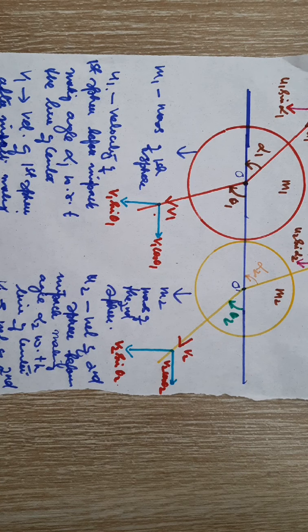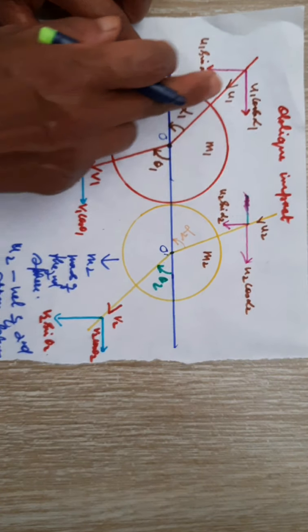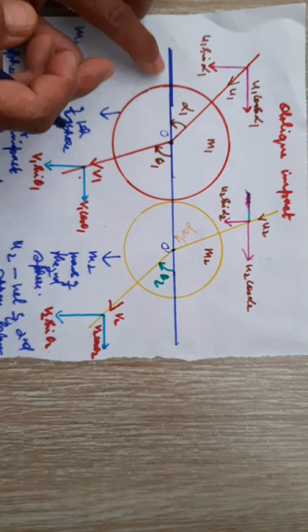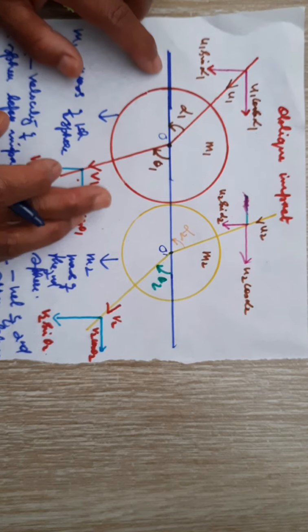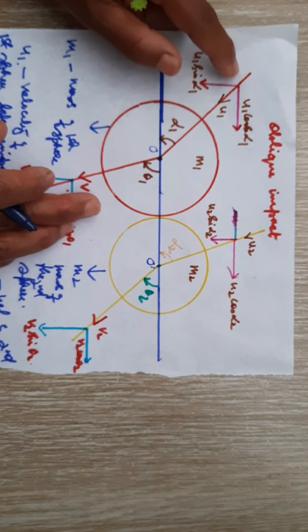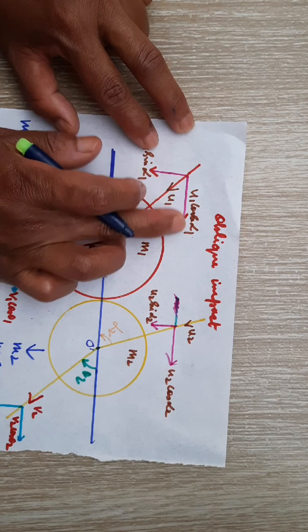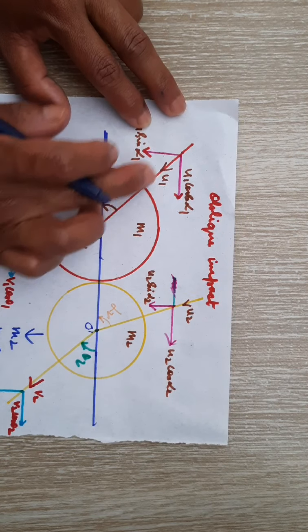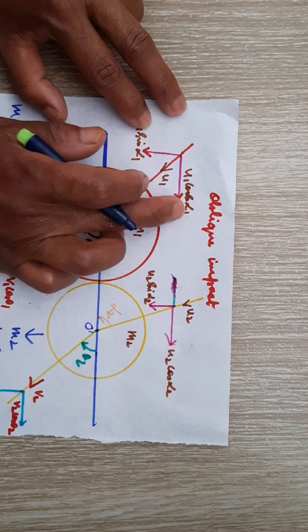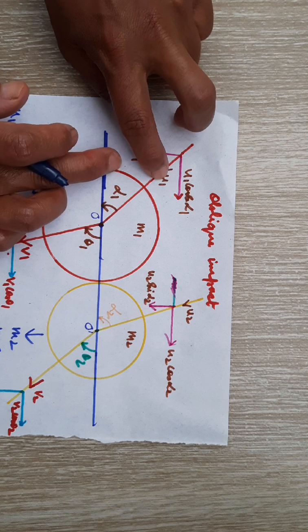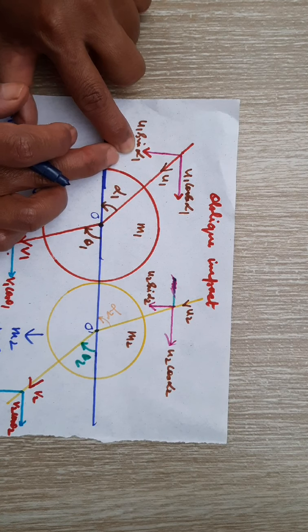Now since the two spheres are smooth, you have to note down this thing, that the impulsive action and reaction will take place only along the line of centers or parallel to the line of centers. So there will be no action and reaction perpendicular to the line of centers. Now you see that the component velocity along the line of centers of the first sphere before impact will be u1 cos alpha 1, and perpendicular to the line of centers, the component velocity will be u1 sin alpha 1.